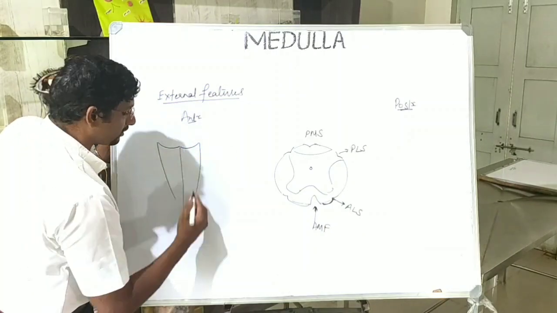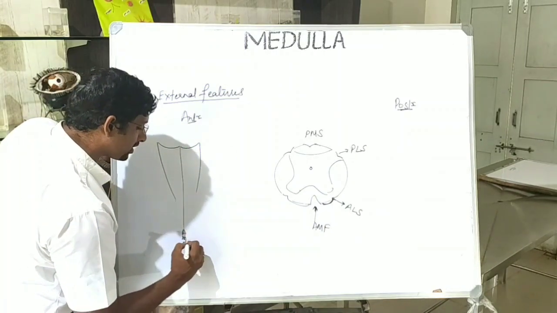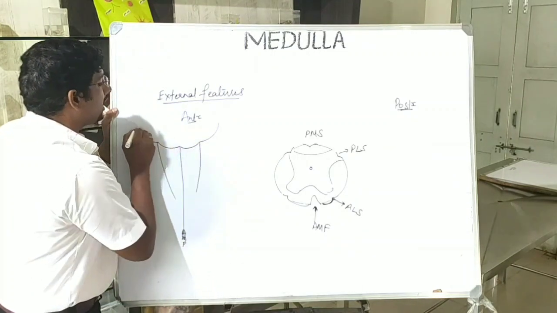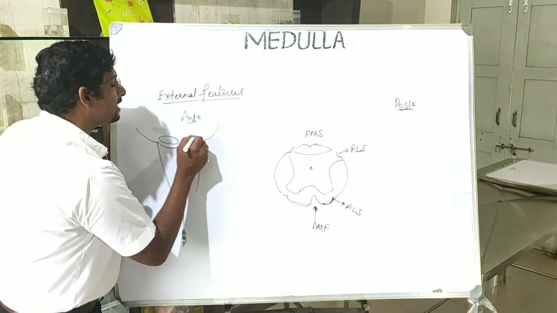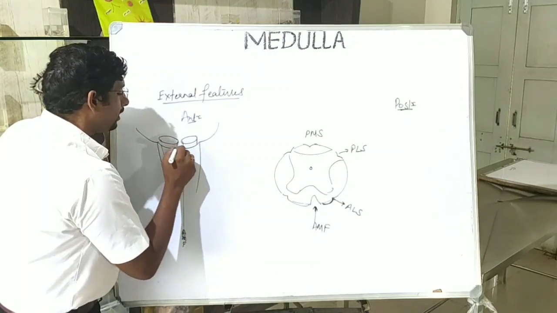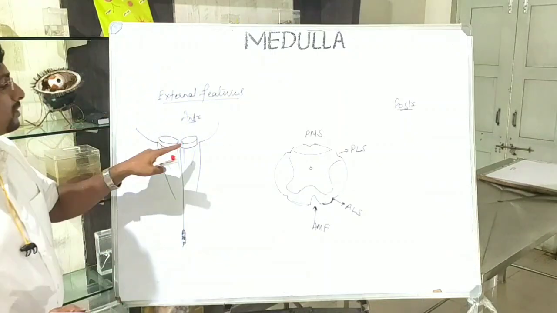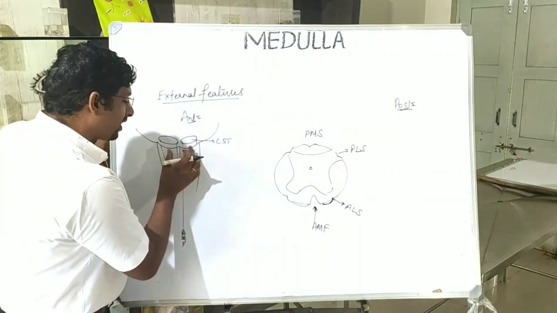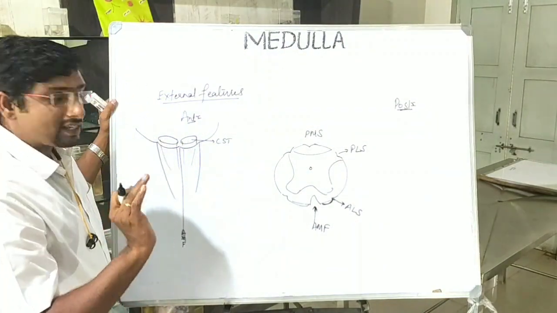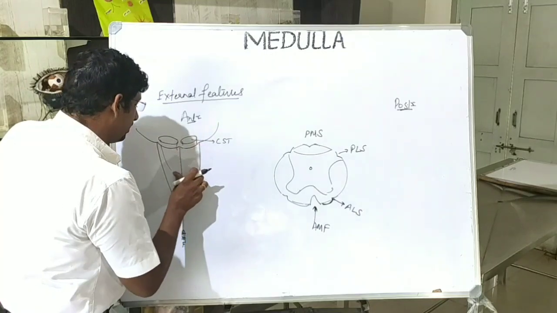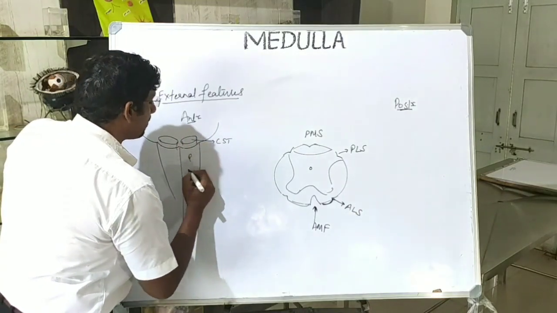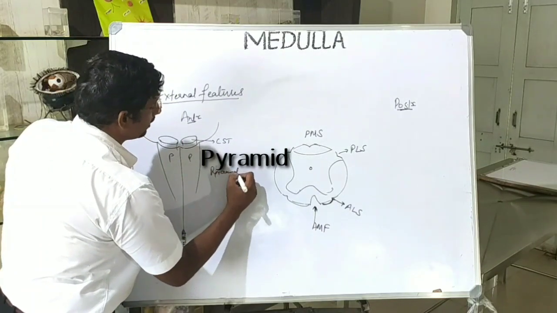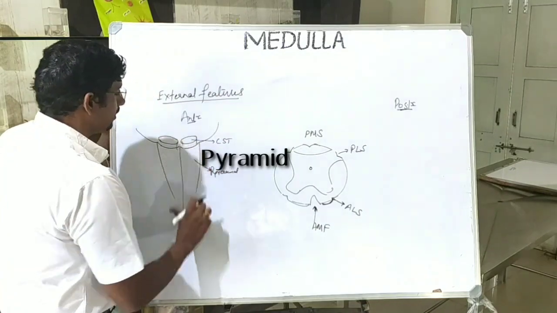Okay, on either side of the anterior median fissure, on both sides there is an elevation, and that elevation is due to the presence of descending tracts inside it, which are the corticospinal tracts. Because of that there is a bulge, and this part of the medulla oblongata is called a pyramid. What is it called? Pyramid. Okay, it is called pyramid, right?